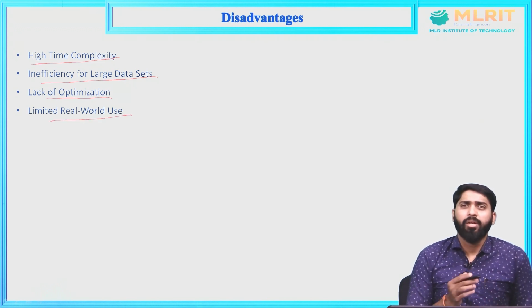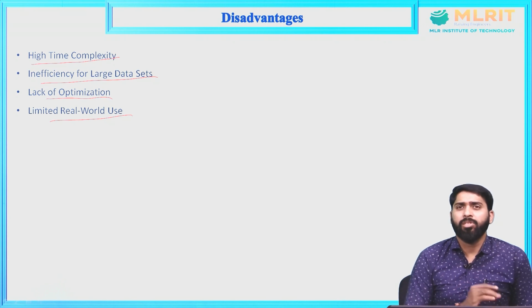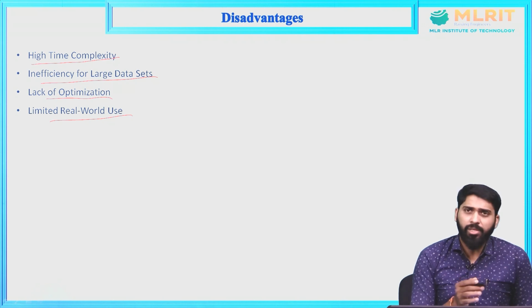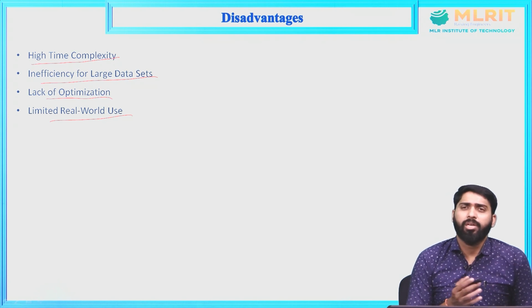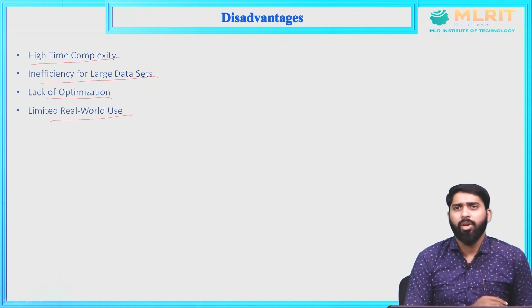Okay, here we can apply this linear search on limited data sets only. In real time we have huge data sets. So linear search is limited in real world use and lacks optimization. So the time complexity is high and it is not efficient for large data sets.